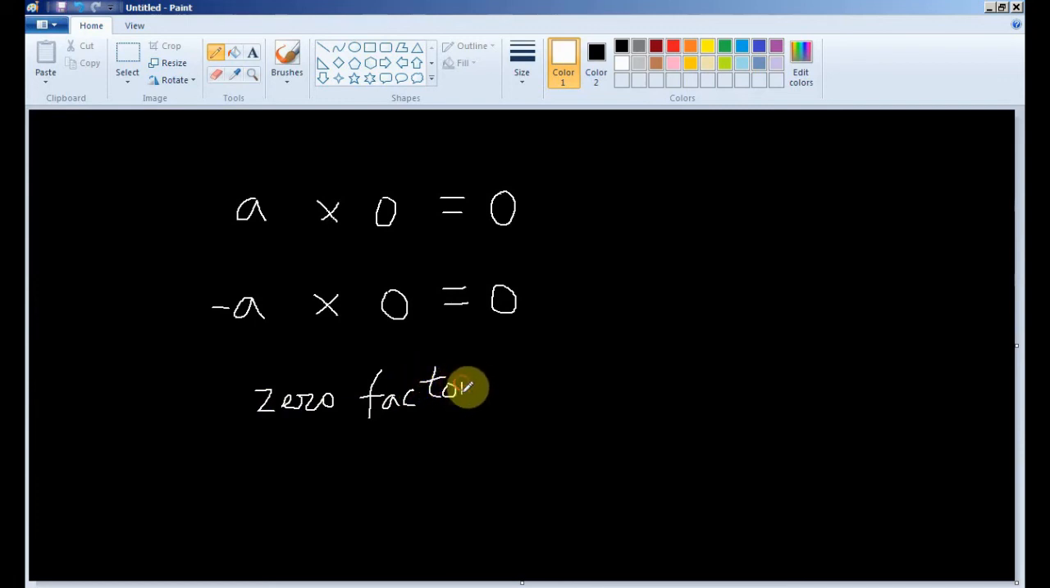So remember this, anything multiplied by 0, it can be in any order, but if it is multiplied by 0, the result is going to be 0, and it's known as the 0 factor property. So you always remember this.